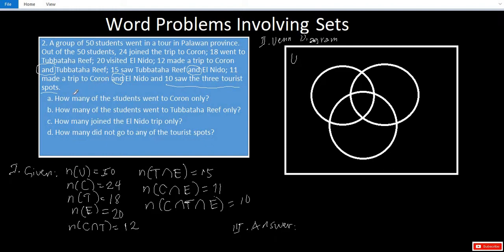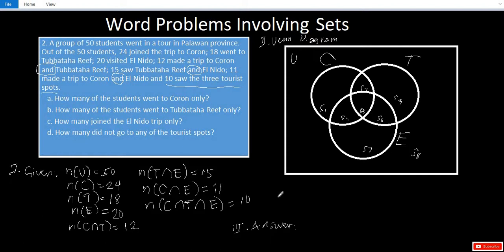Okay, so we're done with the given. The next part is populating the Venn diagram. So recall the regions. We have S sub 1, S sub 2, S sub 3, S sub 4, S sub 5, S sub 6, S sub 7, and S sub 8. The first circle here represents our set C. These are the set of students who went to Coron. The second circle represents set T, and the third circle represents set E.